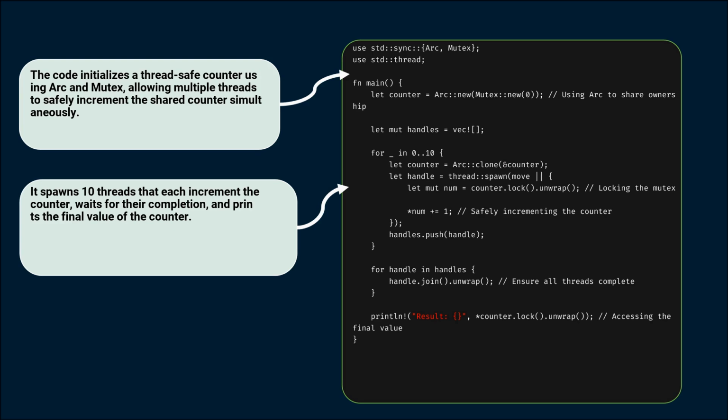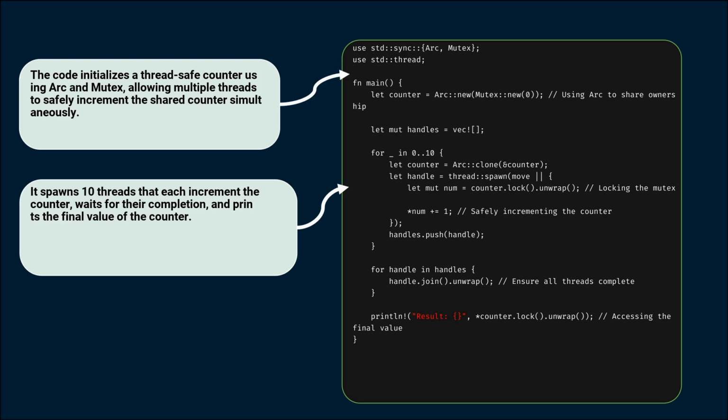Next, we spawn 10 threads in a loop, each tasked with incrementing the counter. To achieve this, we clone the Arc, providing each thread with its own reference to the same counter. Inside the thread, we lock the mutex to gain exclusive access to the counter. Upon obtaining the lock, we safely increment the counter by dereferencing and modifying its value. Finally, we join all threads to ensure they complete their tasks before we access the final value of the counter.